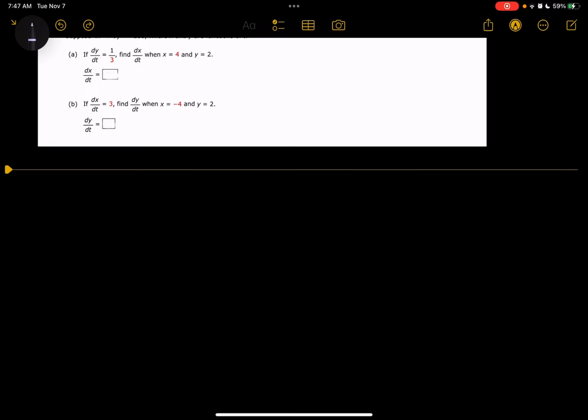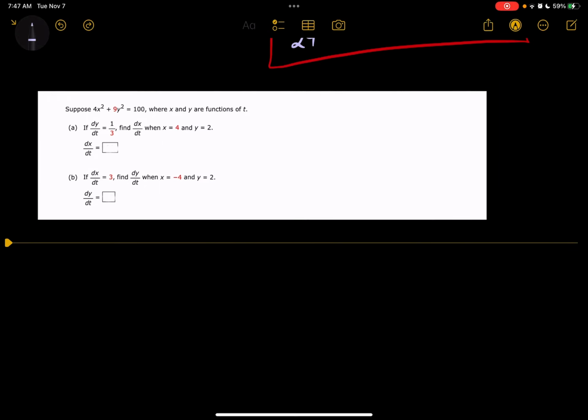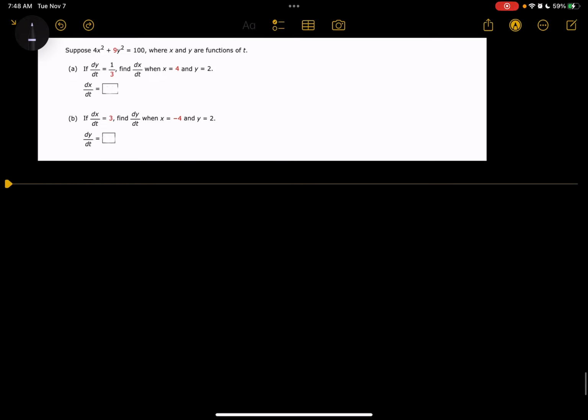So when you see this, there's a relationship between two things: there's a relationship between x and y. Both of them change with respect to time. So what comes to my mind now is, okay, what am I going to try to find? I'm going to try to find dx/dt.